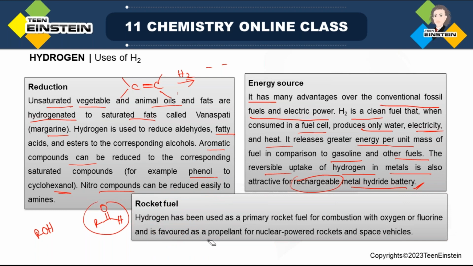Rocket fuel. Hydrogen has been used as a primary rocket fuel for combustion with oxygen or fluorine, and it is favored as a propellant. Though there are many different types of propellant, it is favored for nuclear power rockets and space vehicles.